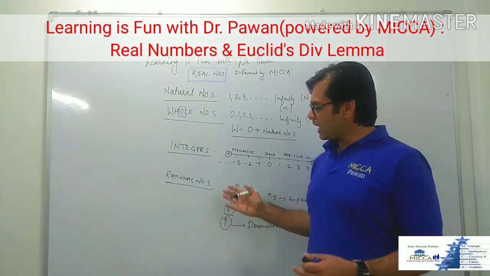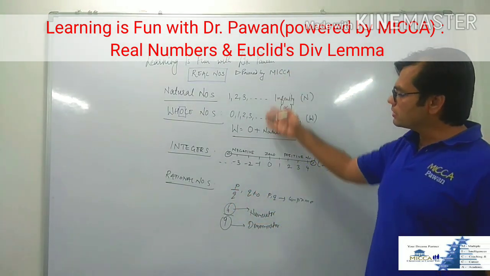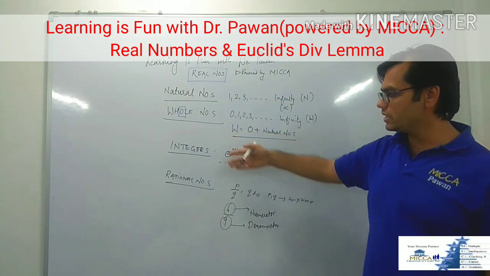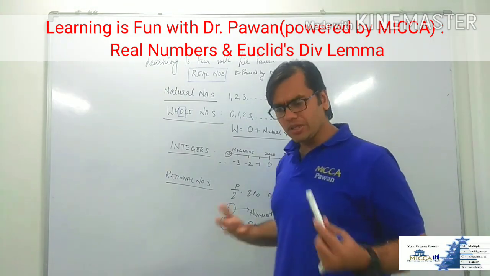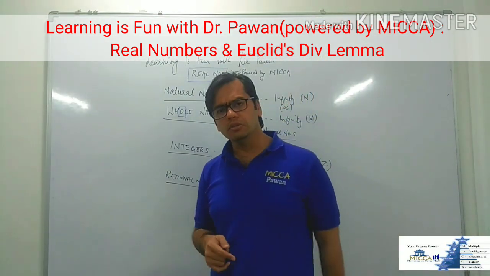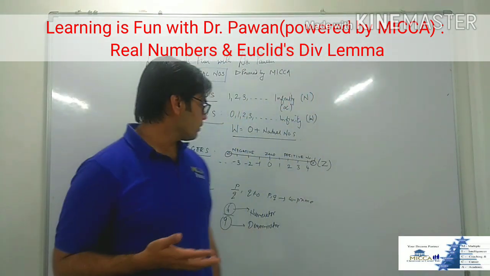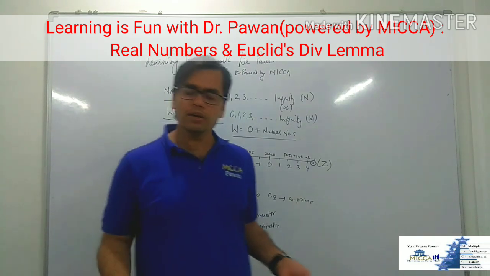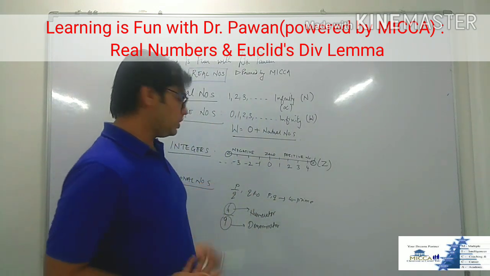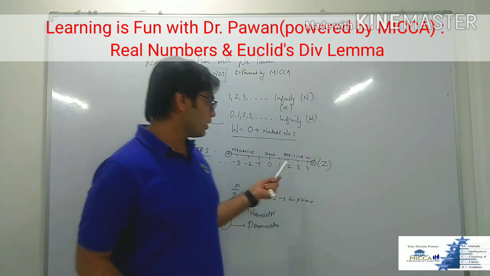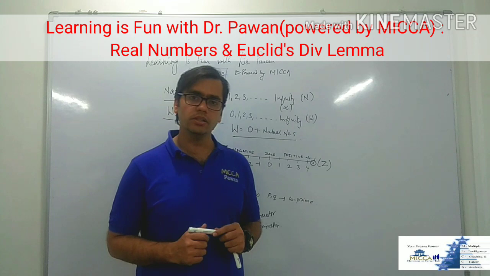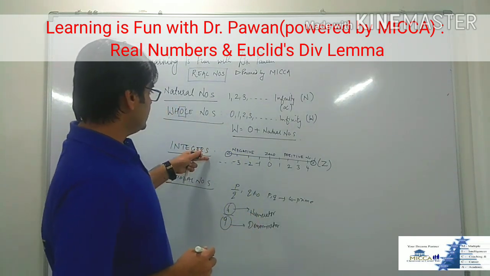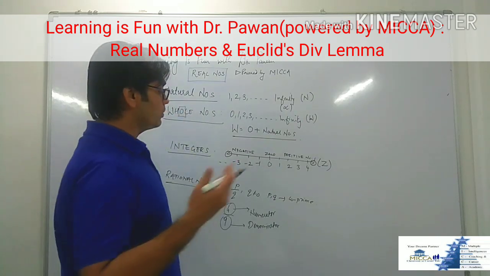So rational numbers in a way are a superset of all these numbers: natural numbers, whole numbers, integers. Sometimes students come to me and say, sir, rational numbers are just p by q, which means they are just fractions. How can integers be rational numbers, because integers are not fractions? So, my dear friends, rational numbers include integers, whole numbers, and natural numbers. Why?